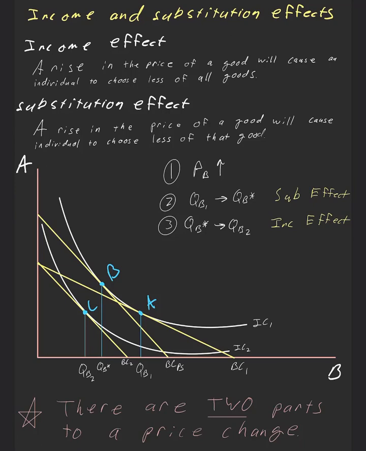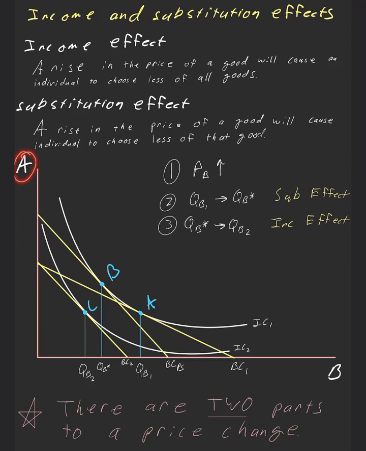The other idea is a substitution effect. A substitution effect is that a rise in the price of a good will cause an individual to choose less of that good. So we will substitute away from a good that is relatively expensive. Okay, let's take a look at how this plays out.